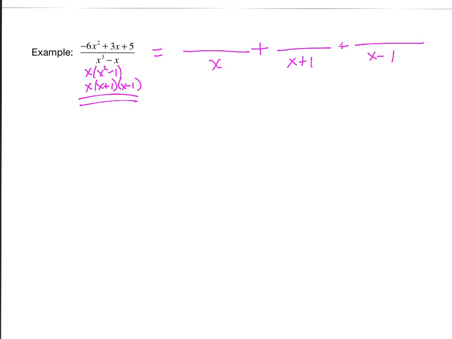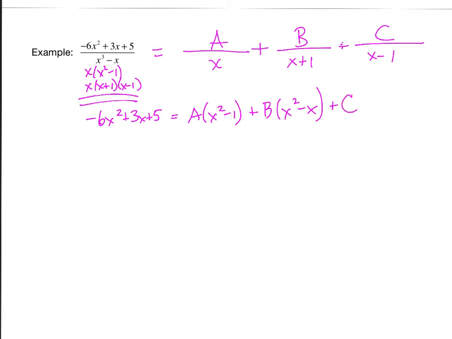Okay, so I'm at the step where I have to fraction bust. Okay, so over on the left, I'll end up with -6x squared plus 3x plus 5. Oh, I forgot the letters, sorry. A, B, C. Okay, so let's see. On my first fraction, the x will cancel out, which leaves me with x squared minus 1. On the middle fraction, the x plus 1 will cancel, which will leave me with x squared minus x. And then on the last one, since the x minus 1 cancels out, I'm left with x squared plus x.